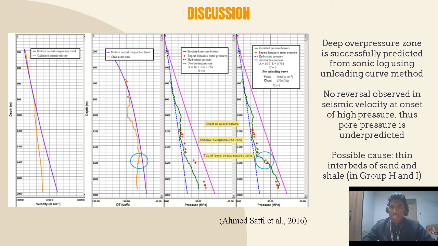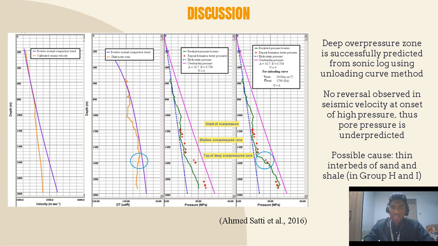So that raises the question: what is the difference between sonic and seismic? Both of them have a function of velocity. So, what is the main difference between sonic and seismic? The resolution. So basically, it was observed that the effect of overpressure on seismic was low compared to sonic, which was interpreted to be due to the presence of thin interbeds of sand and shale, which were tied to the formations of group H and group I of the sedimentary basin.